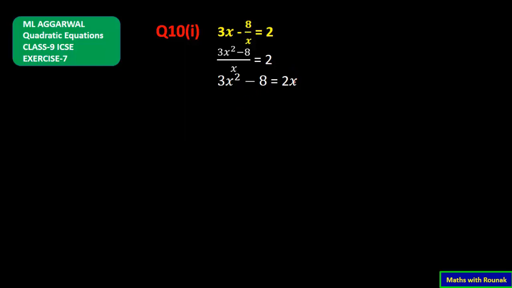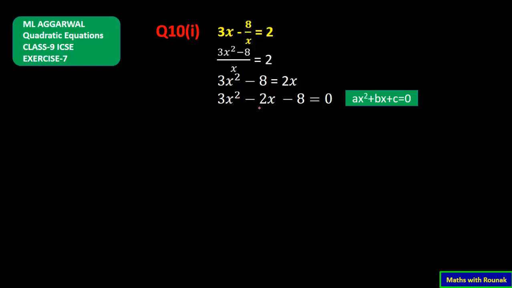Now we can transpose 2x to the left hand side. The result which we will get will be 3x squared minus 2x minus 8 is equal to 0. Now we have our equation in the general form for quadratic equation, ax squared plus bx plus c. So now we can split our middle term.